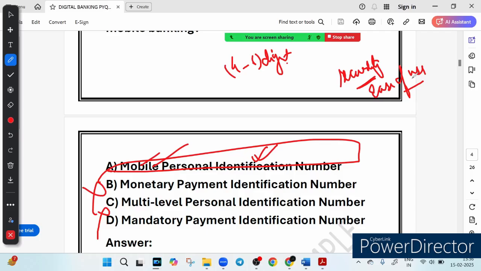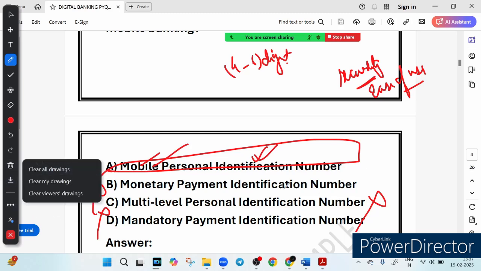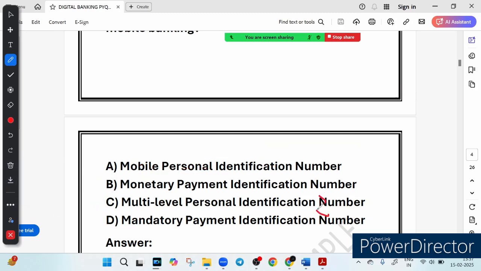So option number C says multi-level personal identification. This is wrong, right? MPIN is not a multi-level security system. It is only one pin which is used for mobile banking transactions. And option number D says mandatory payment identification number. This is also wrong, right? This is also incorrect. It is only used for mobile banking transactions, right?